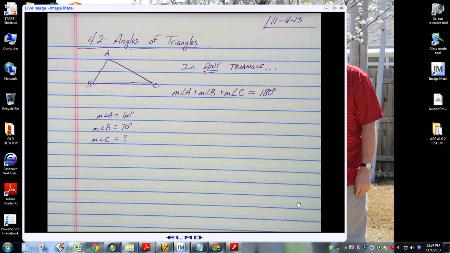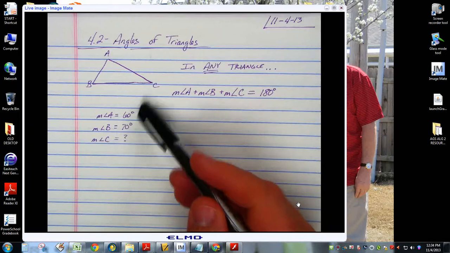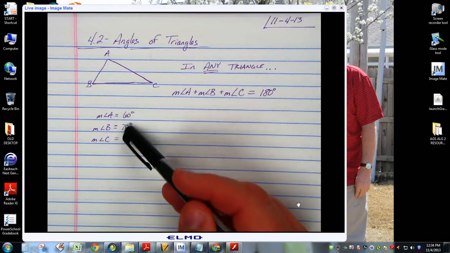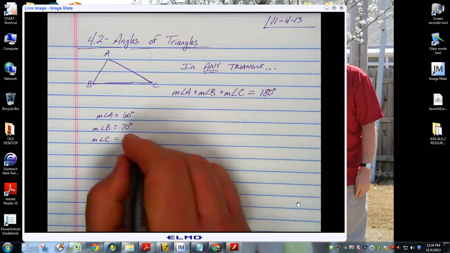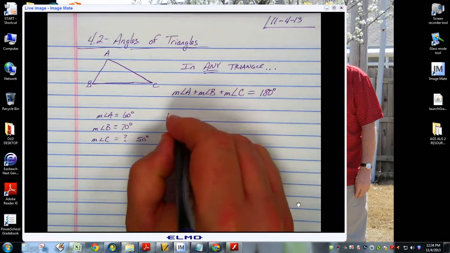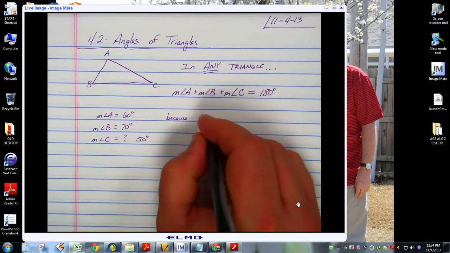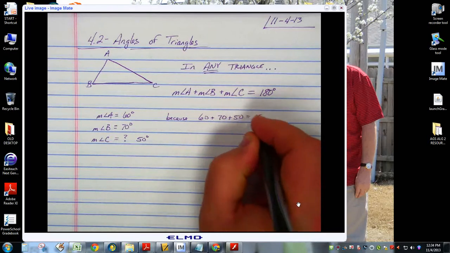How do you guys think you got that? 60 plus 70 is 130, 180 minus 130 is 50. This uses 130 of the 180 degrees, right? So there's only how many left for this one? Because then 60 plus 70 plus 50 all equals what? 180.